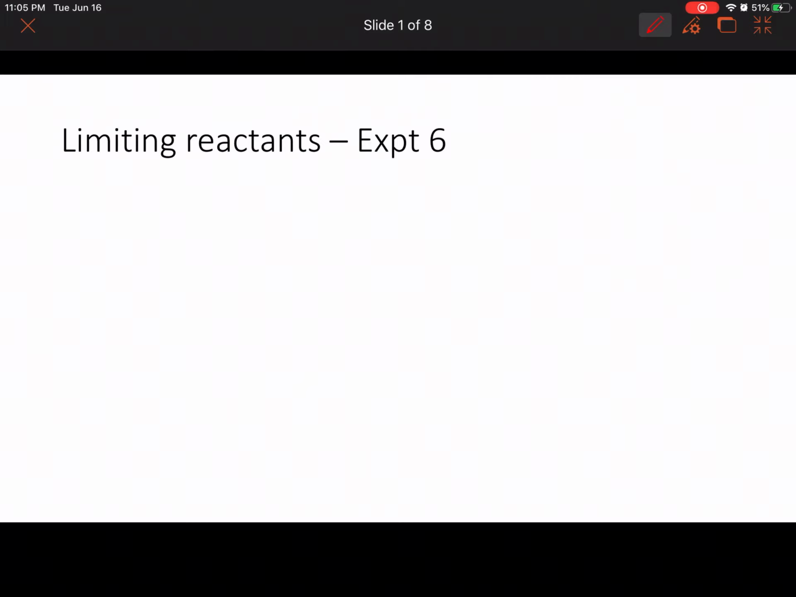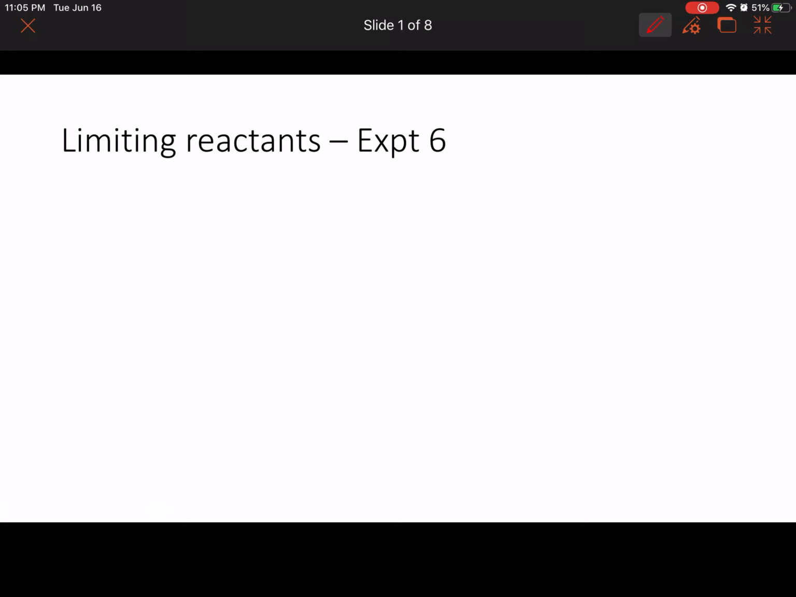So we'll go ahead and look at the post-lab calculations for our experiment 6, which is the limiting reactants. In this experiment, you're going to be observing and interpreting a precipitation reaction. So let's see what our precipitation reaction is. We have learned what a precipitation reaction is.